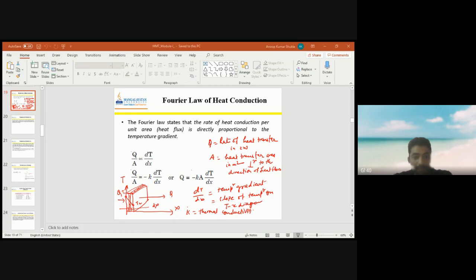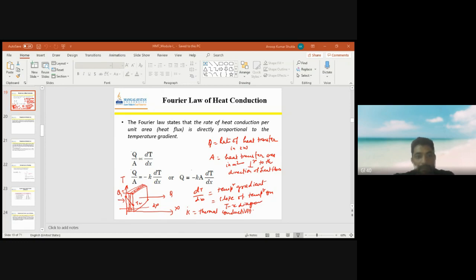In this relation, Q is the rate of heat transfer in kilowatt, A is the heat transfer area in meter square that is perpendicular to the direction of heat flow, and dT upon dx is the temperature gradient. The negative sign is put in this expression just for making the heat flux a positive quantity, as the temperature decreases in the direction of heat flow. That is why the dT upon dx gradient becomes a negative quantity. For making it positive, we multiply by the negative sign.